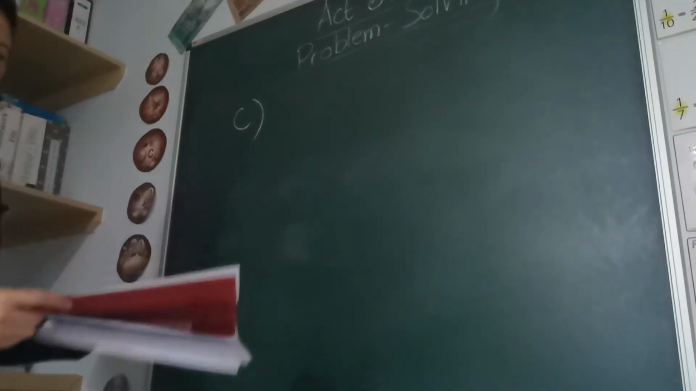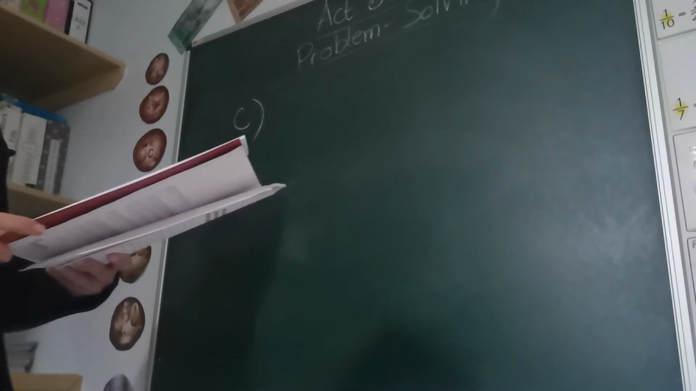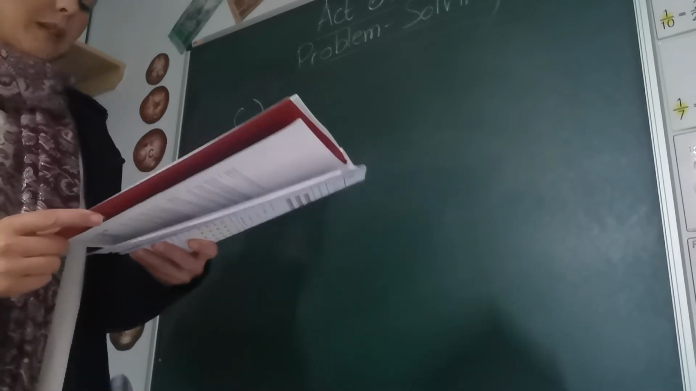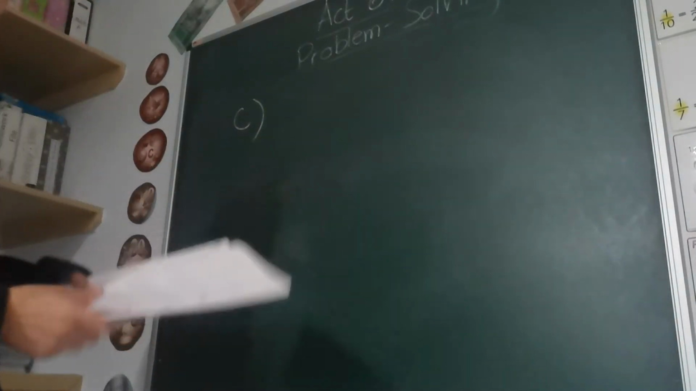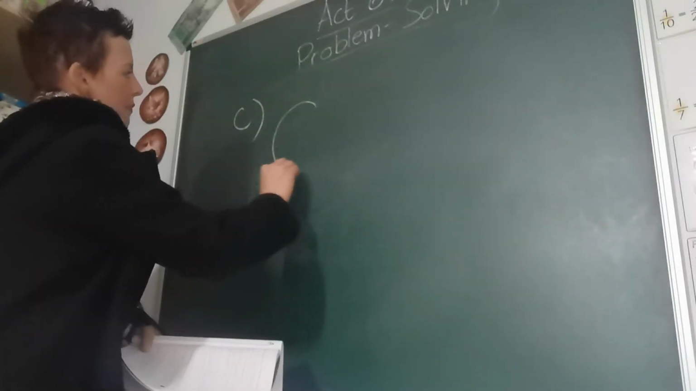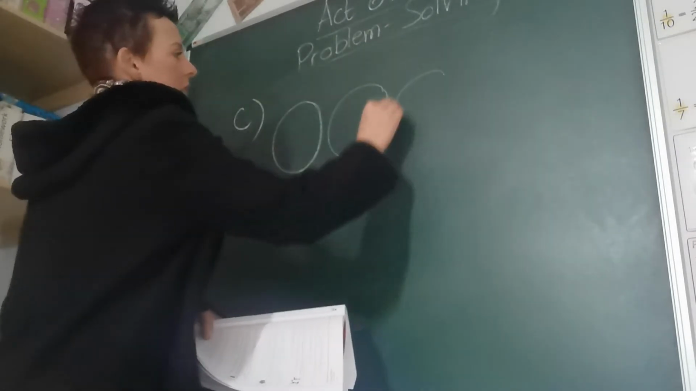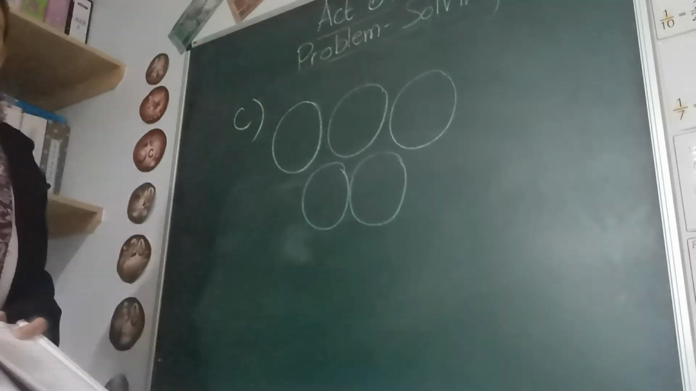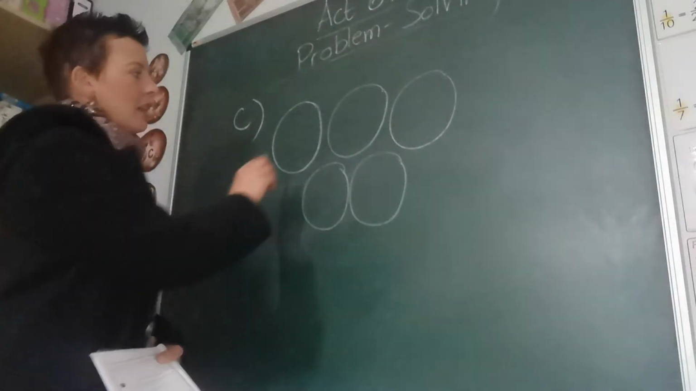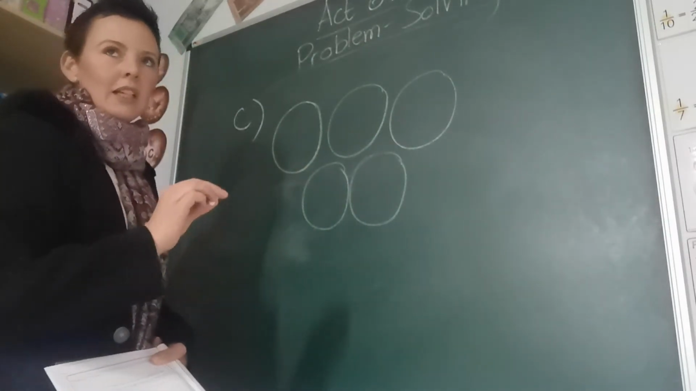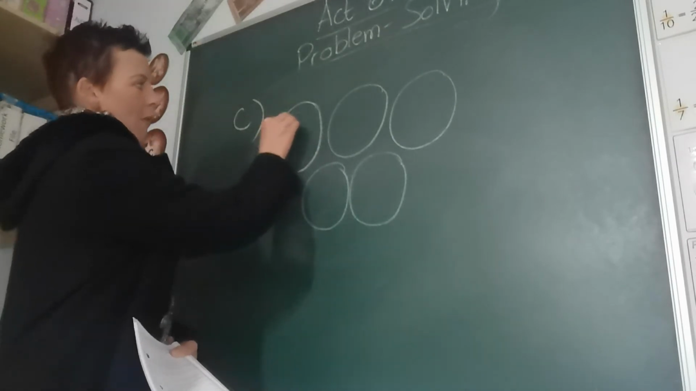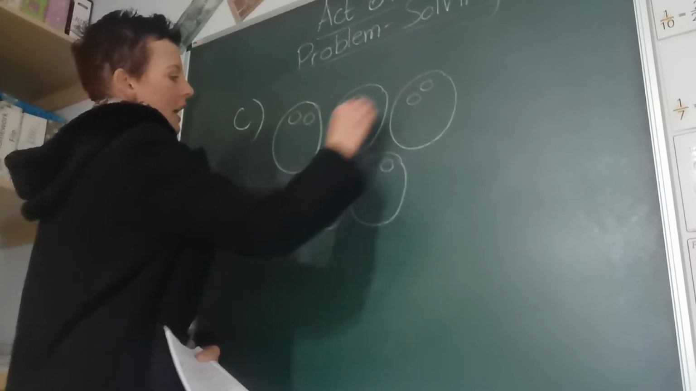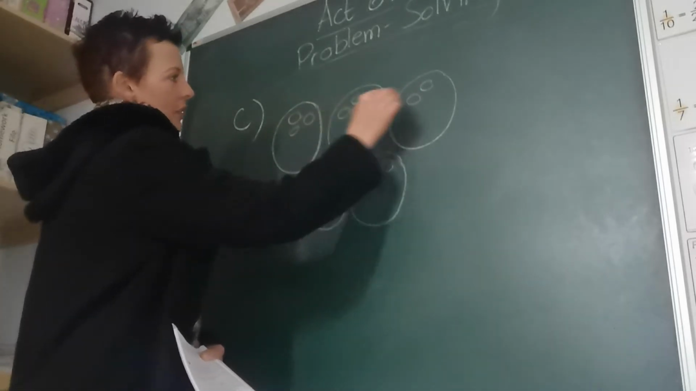Okay, C. It is Mary's birthday, and she fills little packets with sweets for her party. She has 40 sweets and 5 packets. How many sweets are there in each packet? Okay, so I want you to draw in your block. Draw her 5 packets. 1, 2, 3, 4, 5. Okay, 5 packets. And you've got 40 sweets. So you need to divide the 40 sweets into the 5 packets equally. So you're going to do this.